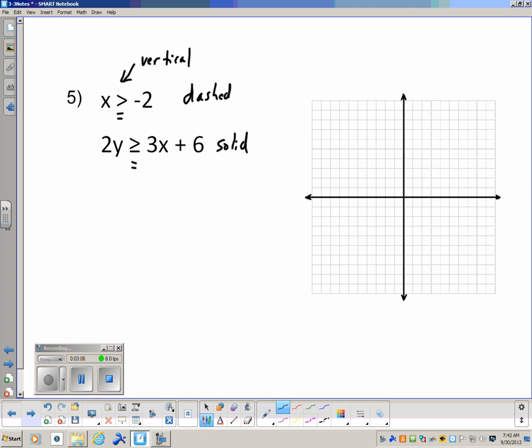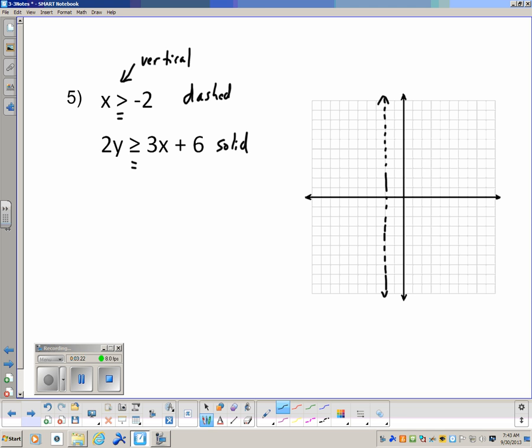Vertical line is just going up and down. Horizontal line goes left and right. So I need to do a vertical line there at negative 2. So negative 2 is over here, and then a vertical line through it. It has to be dashed.